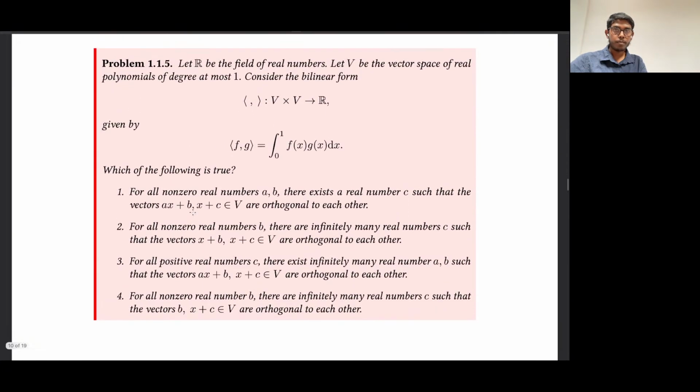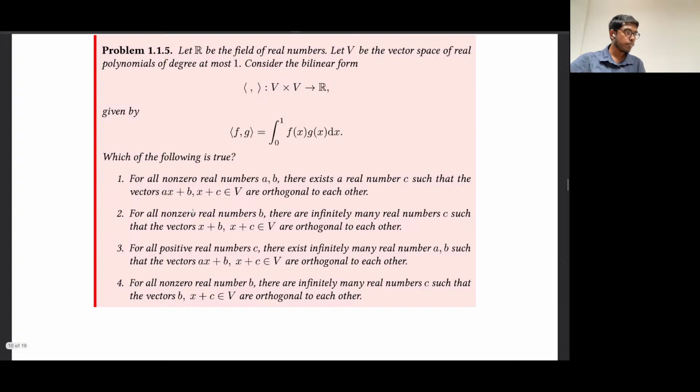Problem 5. Let R be the field of real numbers and let V be the vector space of all real polynomials of degree at most 1. So it means that V will be elements of the form aX plus b such that a and b are real numbers. This is my V. Dimension of V is 2. Now consider the bilinear form defined as this, and we need to see for which of the options is true.